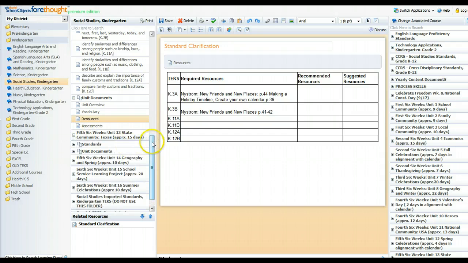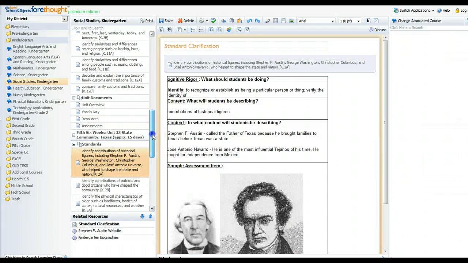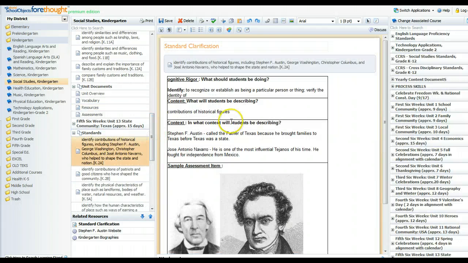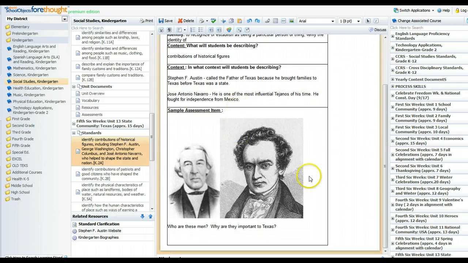Additionally, in the 5th 6 weeks, we talk about state community, so let's look at those standards. Our first standard talks about identifying the contributions of historical figures, and the 2 historical figures that we want you to talk about are Stephen F. Austin and Jose Antonio Navarro. They are in your standards. Stephen F. Austin was called the father of Texas because he brought families to Texas before Texas was a state. And for Jose Antonio Navarro, they need to know that he is one of the most influential Tejanos of his time, and he fought for independence for Mexico.